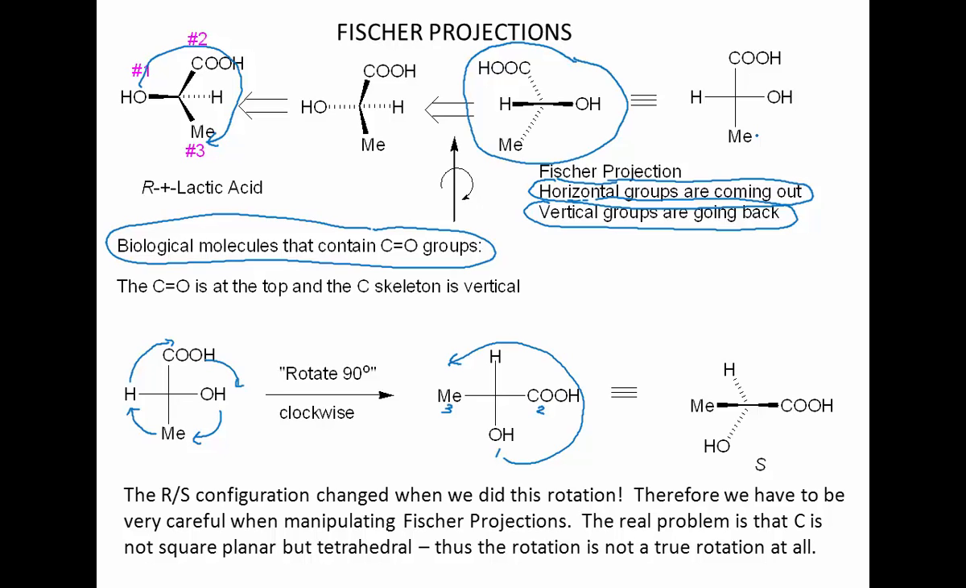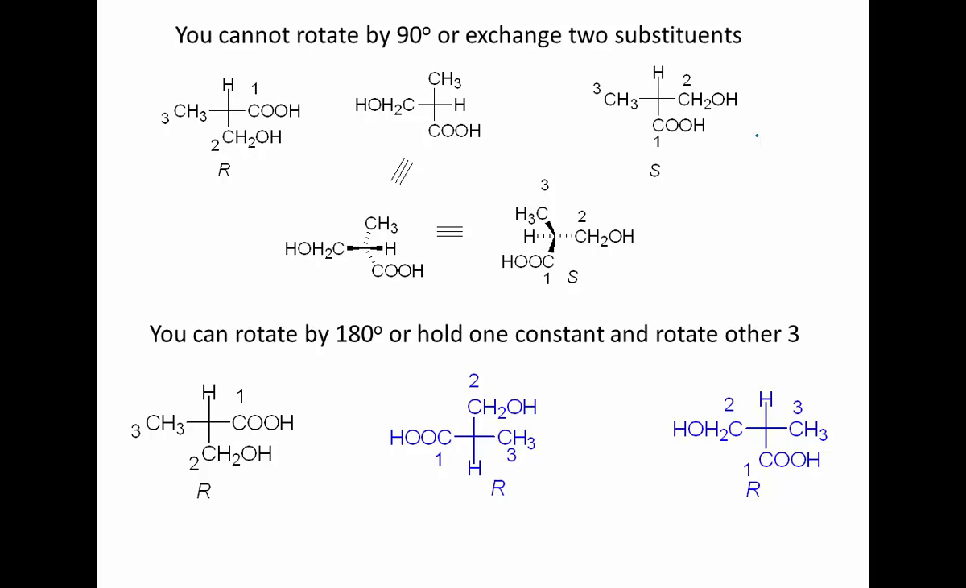So what can you and can you not do with a Fischer projection? There's the repeat of that statement I just said. If priority 4 is on a vertical, an arrow going from 1 to 2 to 3 will give you the correct R/S configuration. You can't rotate by 90 degrees or exchange two substituents. That will change your configuration.